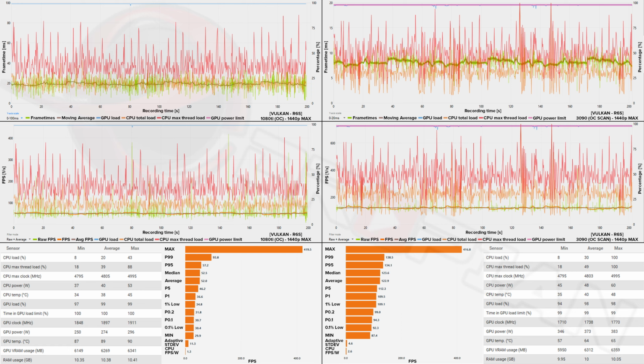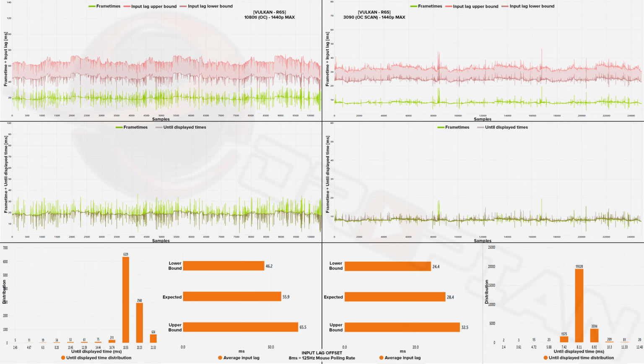With my point clarified, I think we can now proceed with our input lag and until display times graphs for 1440p max. Let's do this. By watching what you see on your monitors, I feel that words are not enough to describe the actual differences of the two cards. Performance-wise, it is like comparing night and day, with a 50% reduction in our input lag times and again slightly more than 50% reduction in our until display times.